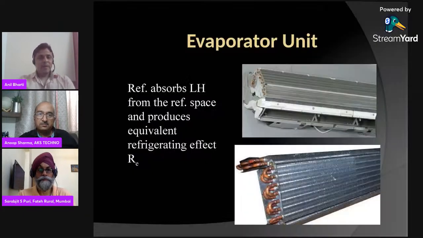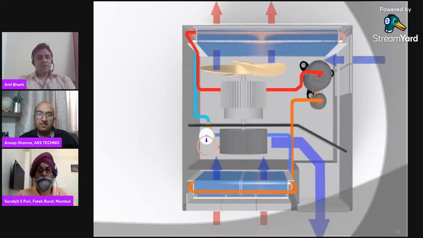Okay, sorry. I think Mr. Anoop has already made many things more clear. So this is a window AC. Now this black line is a dividing line. This single motor operates two things: on one side there is a fan, and on the other side there is a blower.